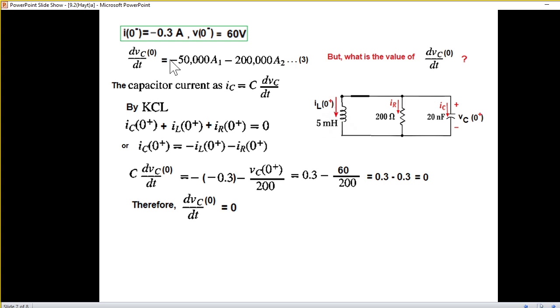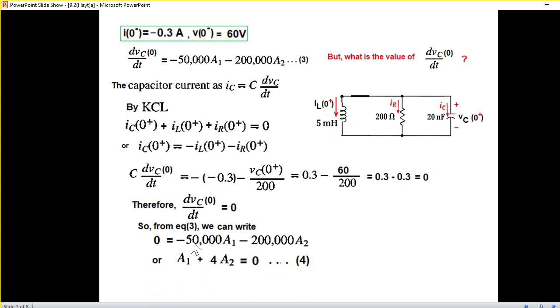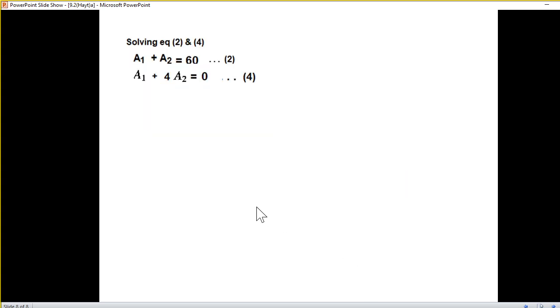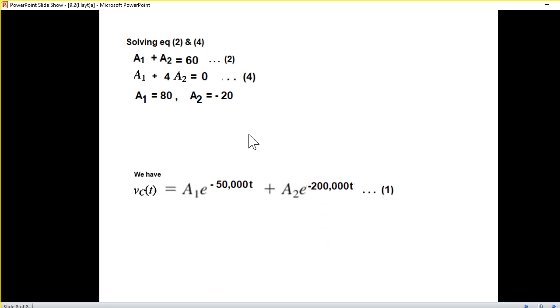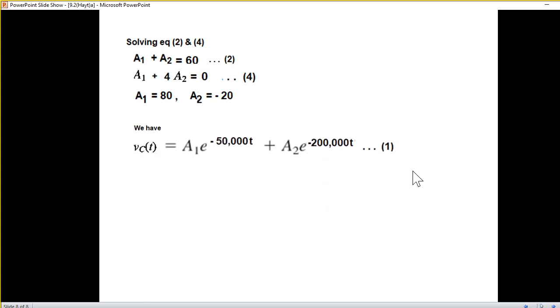We will now put this value in our equation 3. From equation 3, now we can write that 0 is equal to this. Taking common the minus sign and the 5000, it will be A1 plus 4A2 equals 0. This is our fourth equation. So we have now these two equations, and now we can easily find the value of A1 and A2. Solving these two equations, A1 will be 80 and A2 will be minus 20. Plugging into the voltage equation that we had got so far, A1 is 80 and A2 is minus 20. So this is the answer, and this is valid for t greater than 0.